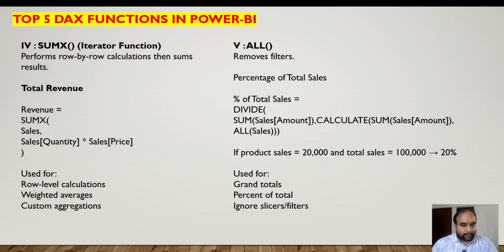So what is the ALL function? The ALL function removes all the filters. When can we use the ALL function? When you want to create a percentage of total, find a grand total, find a grand total percentage, or ignore slicers and filters, right?